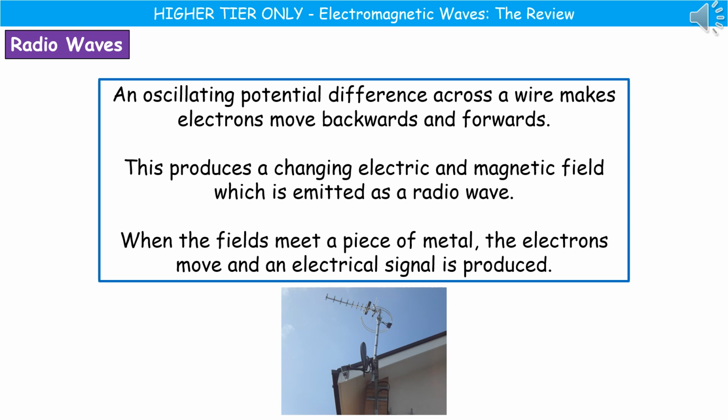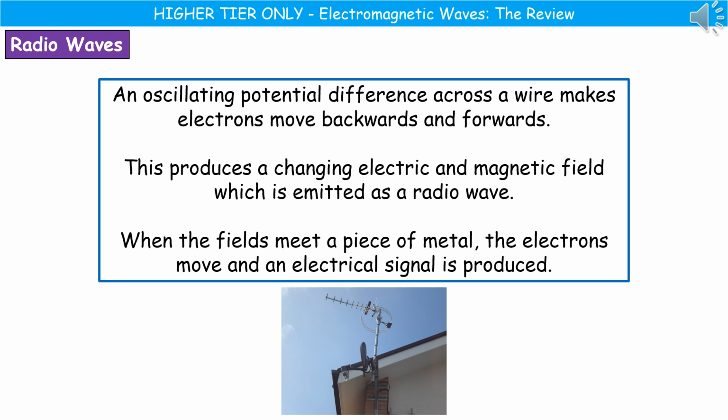For those of you doing the higher tier, you do need to know about radio waves. So we need to understand how they're actually going to be transmitted and received. And the way it works is that we've got an oscillating potential difference across a wire making electrons move backwards and forwards. Because remember, if it's an oscillating potential difference, then the electrons will move in that backwards and forwards motion. As a result of that, we're producing a changing electric and magnetic field, because this is happening inside our wire, and that is then being emitted as a radio wave.